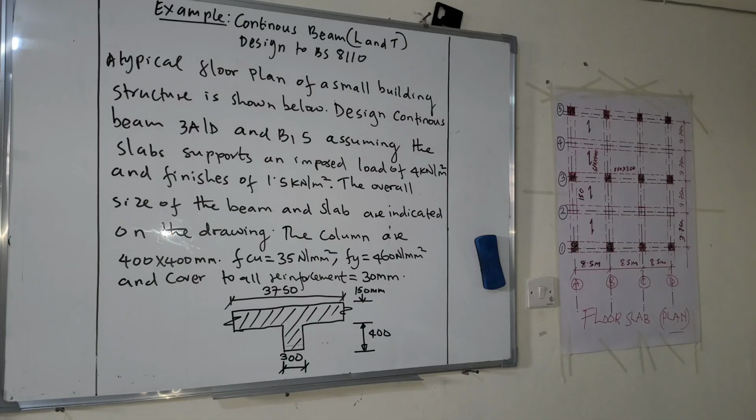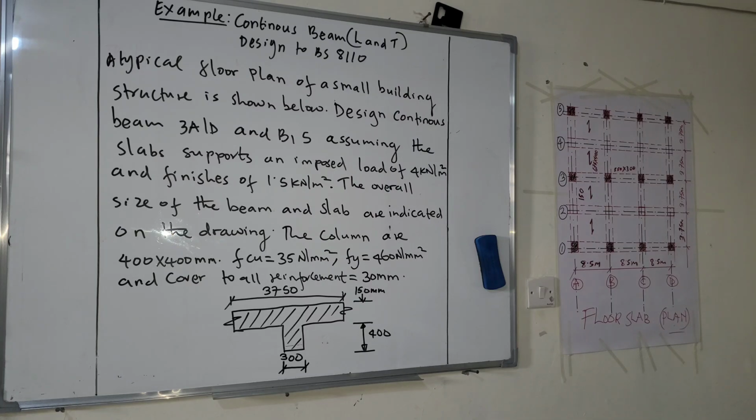The overall size of the beam and slab are indicated on the drawing. The columns are 400 by 400 millimeter. Take fcu to be 35 Newton per millimeter square, fy to be 460 Newton per millimeter square, and the cover to all reinforcement is equal to 30 millimeter.